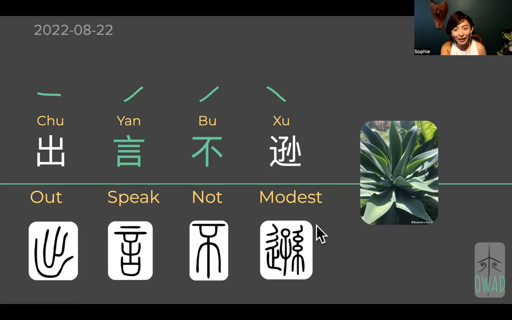Okay, 逊 is the biggest word today. And you can see the other ones are kind of elegant and abstract, but this one is a late comer because it came from 3 components from this language already.